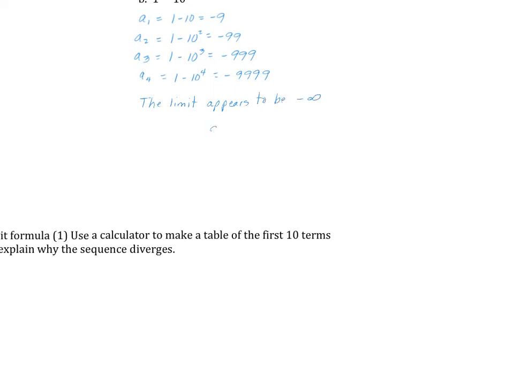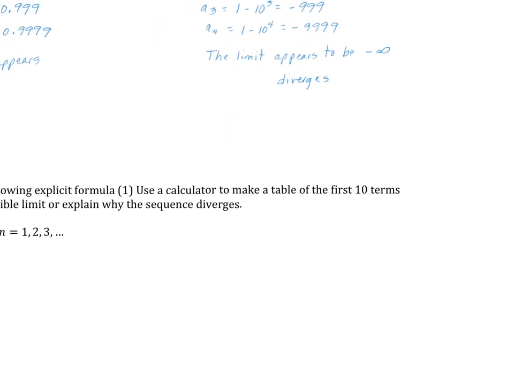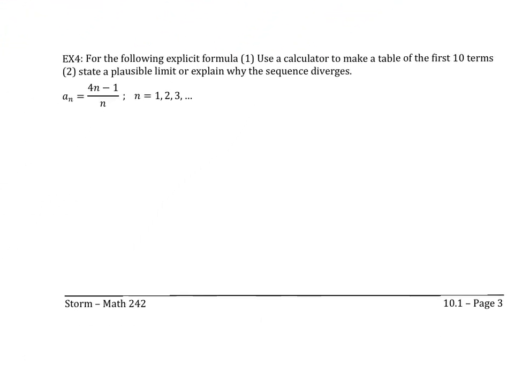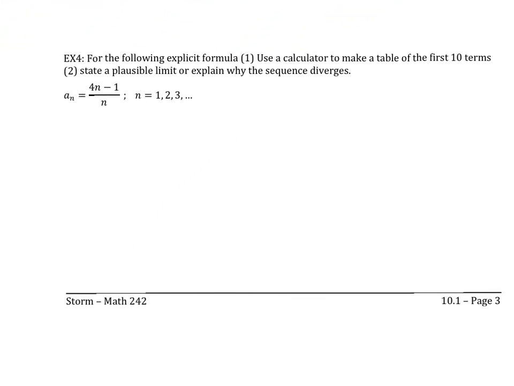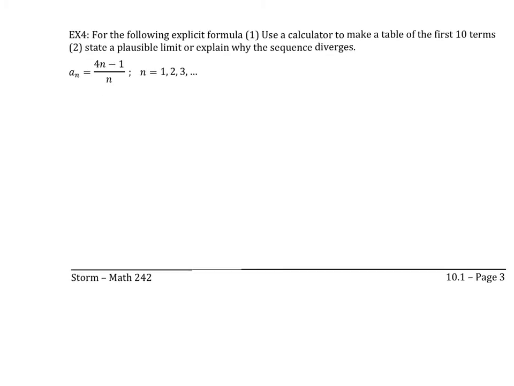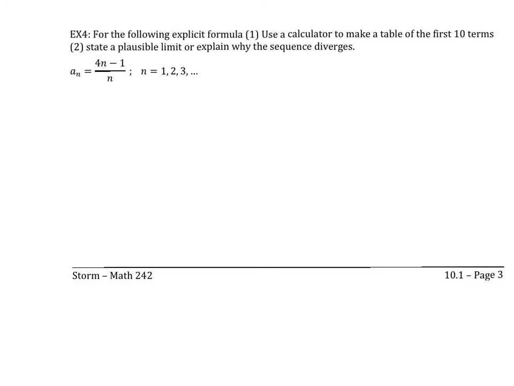Which means that this diverges. Let's look at another example. In example 4, we want to use a calculator to make a table of the first 10 terms, and then state a plausible limit or explain why the sequence diverges. So here my sequence, a sub n, and notice that this is an explicit formula. A sub n is (4n - 1) over n for n equal to 1, 2, 3, and so on.